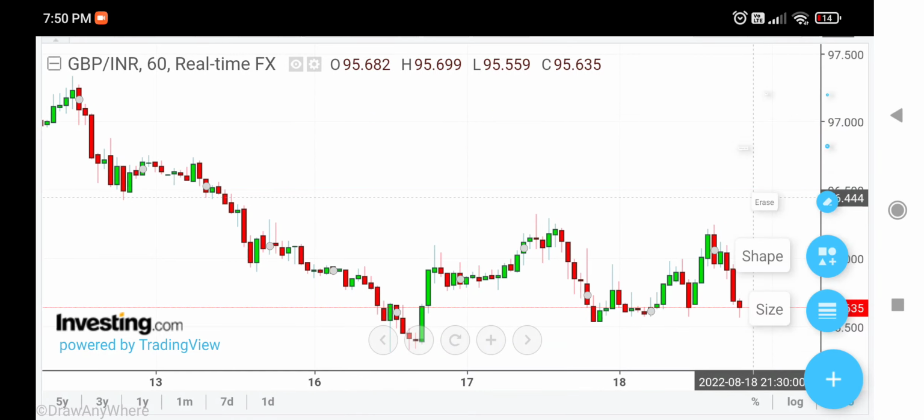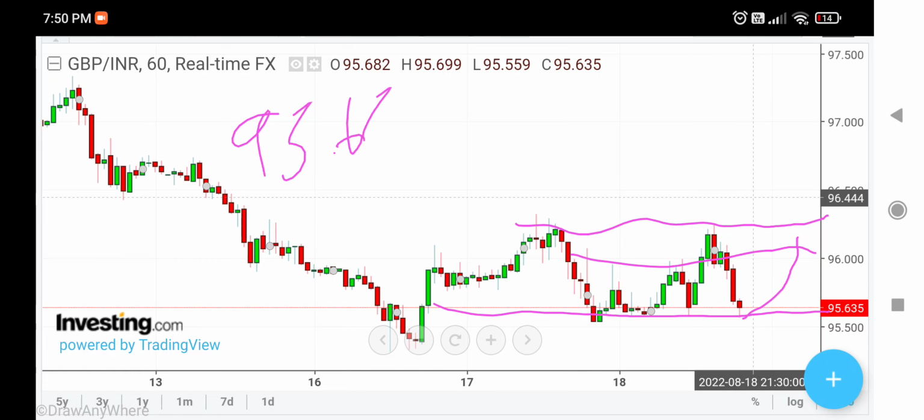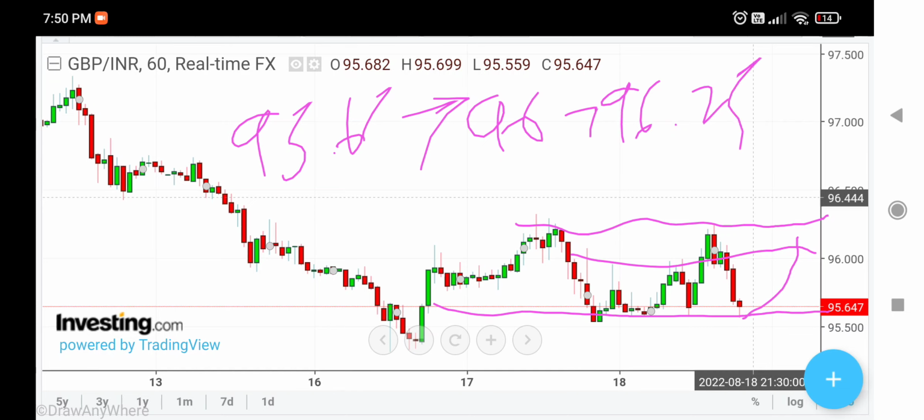But on the contrary, if the support is again taken near 65 and again it starts moving on the upside, then it is important to see two levels. One level is here, the other level is here. So if tomorrow opening is above 95.65, the first target on the upside will be 96. If 96 holds, then next target is 96.25, and if 96.25 holds, then 96.5 will come. So this will be on the upside.